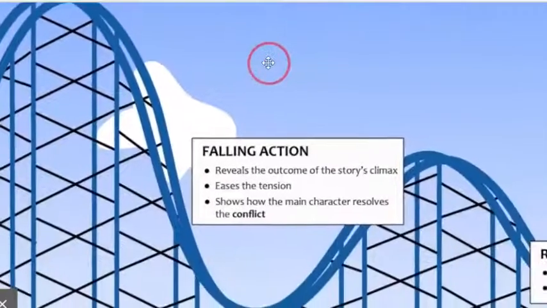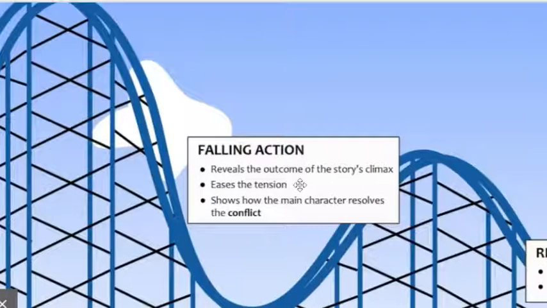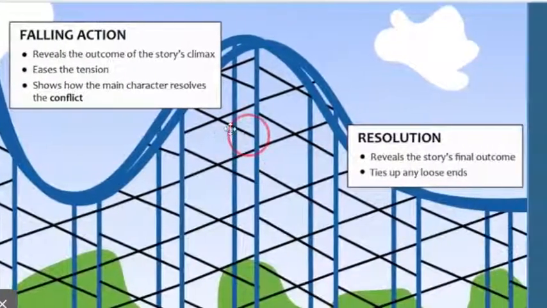Next is the falling action. This reveals the outcome in the story's climax that eases the tension and shows how the main character resolves the conflict. So this is you going through the rest of the ride. All the rest of the ups and downs and the spins, the rest of the ride. And finally is the resolution.